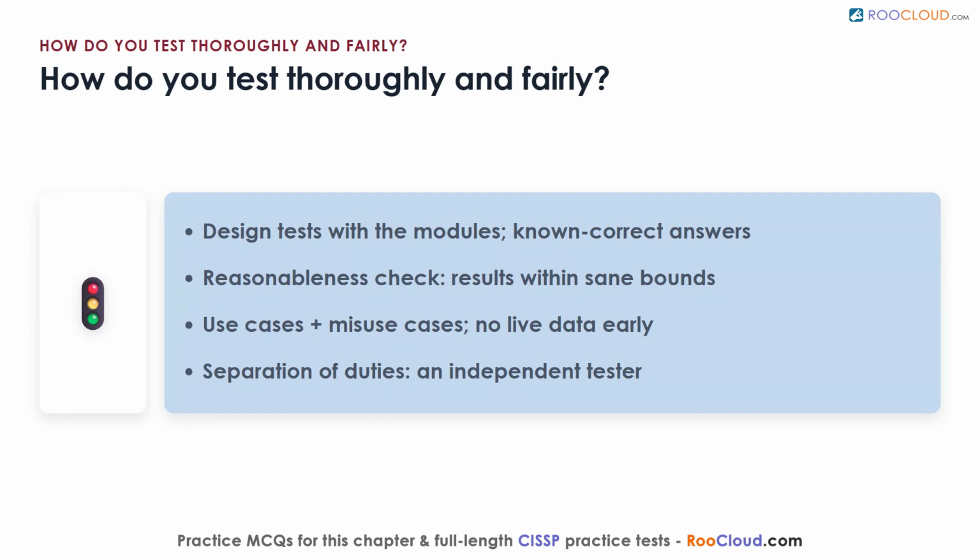Probe normal input, wrong types, out-of-range values, and edge conditions, using both use cases that mirror ordinary activity and misuse cases that model an attacker. Never test with live production data early on, since a flaw could expose or corrupt it. And apply separation of duties by having someone other than the original programmer test the code, because a third party gives a broader, less biased examination than the author ever could. Think of it like proofreading. The writer skims past their own typos, while a fresh set of eyes catches them.